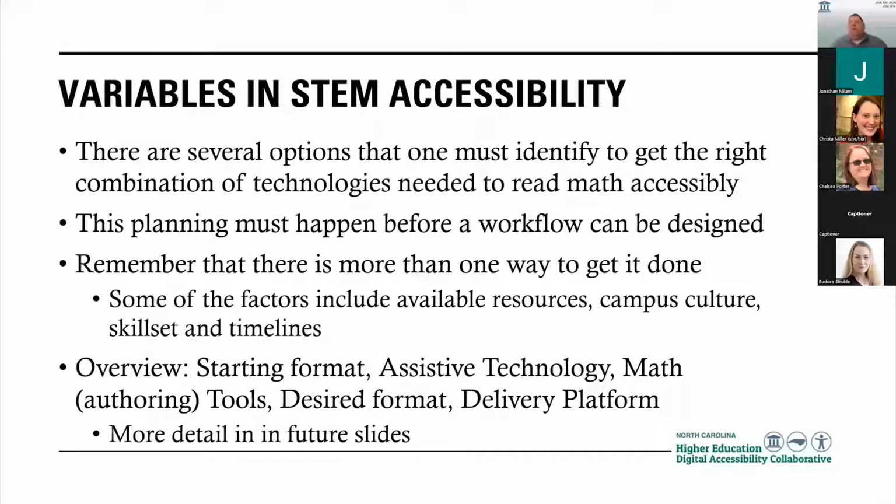Now, I give an overview here, and I mentioned this in the beginning. You want to actually have a starting format. So this is really what you have, whether that's a PDF or a Word document. You want to think about your assistive technology. You want to think about any math authoring tools you're going to be using, your desired format, and then also that delivery platform that you're going to be using. Now, obviously, I'm going to go into more examples in the future slides, but that's an overview of what we're going to be looking at today.